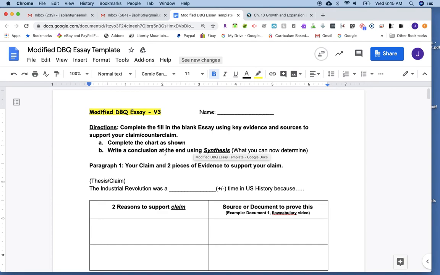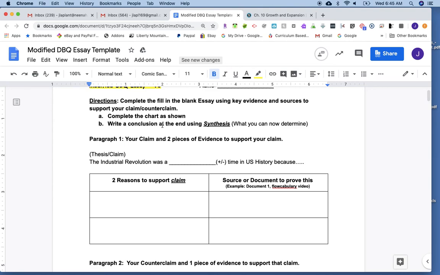And for the most part, he's going to tell you which one, but most of you are going to be doing version 3. That's what V3 stands for. It says complete the fill in the blank essay using key evidence and sources to support your claim and counterclaim. Complete the chart as shown. Write a conclusion at the end using synthesis.